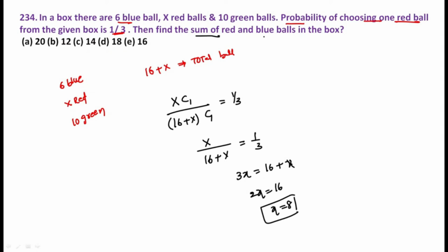Another question. Find the sum of red and blue balls in that box. See, red balls is 8, blue balls is 6. Now the answer, 8 plus 6, is equal to 14. Just concentrate on the approach based method.